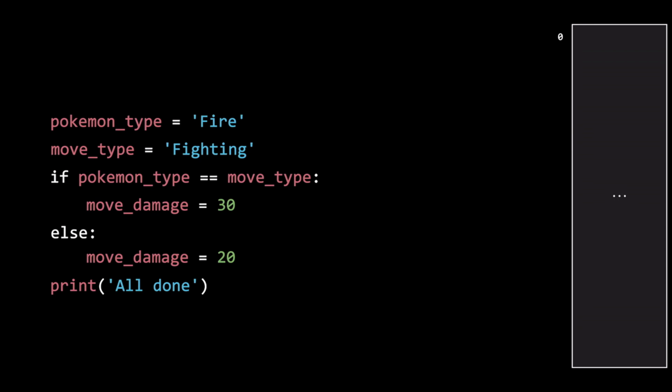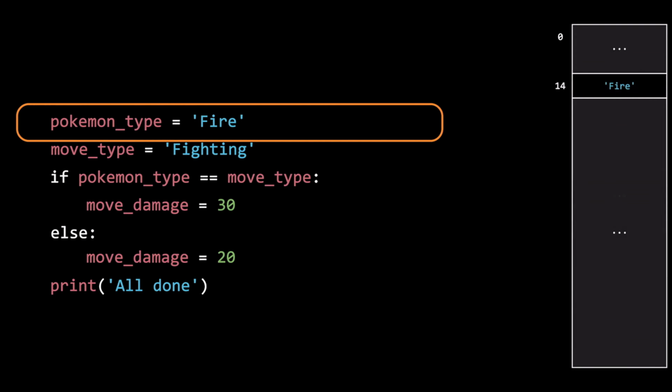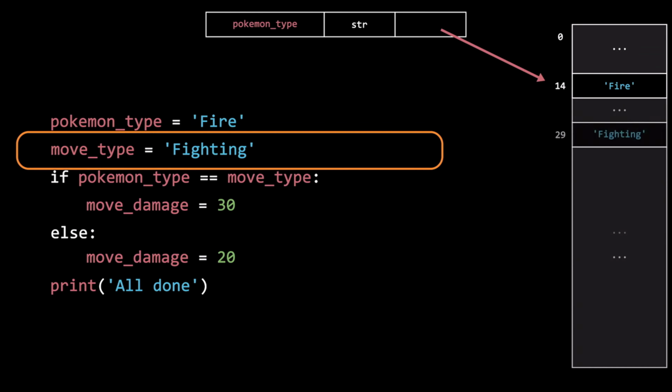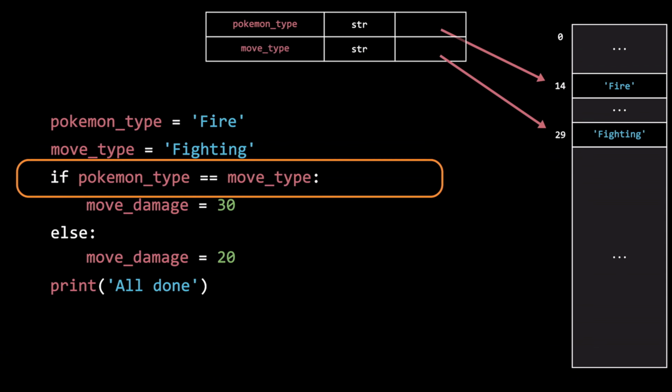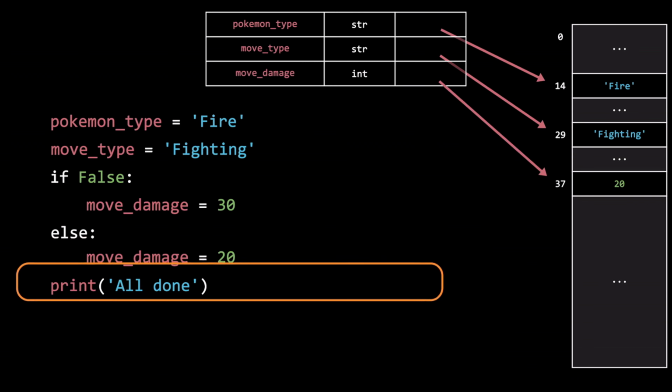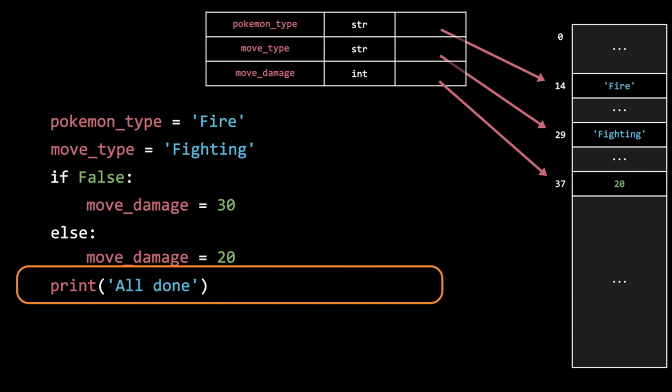Here we have the same program again with only one change. The value of move type is now set to fighting. So now the two values are not equal, so the condition should be false. Let's see what happens. First we declare the variable Pokemon type, set its value to fire. Then we declare move type, set its value to fighting. Now we check the condition, and it evaluates to false. When the condition is false, the code block in the else part of the program executes. So in this situation, move damage will be set to 20 when this program executes.